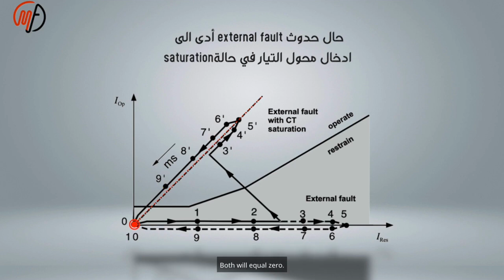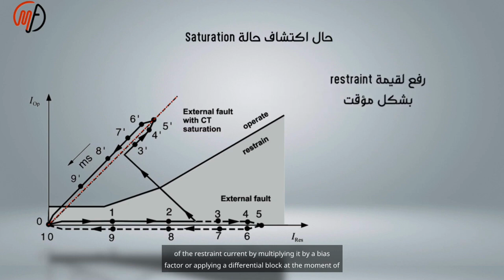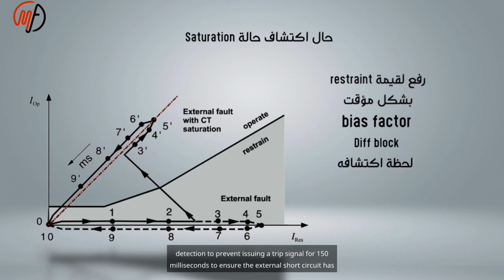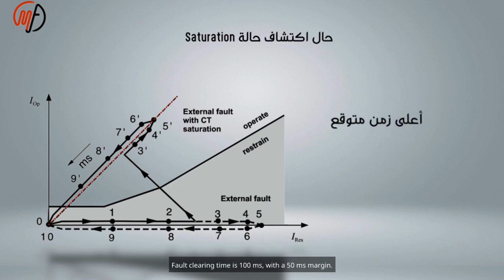Both will equal 0. In the case of detecting a saturation condition, the relay will take action by temporarily raising the value of the restraint current by multiplying it by a bias factor or applying a differential block at the moment of detection to prevent issuing a trip signal for 150 milliseconds to ensure that this external short circuit is gone. Fault clearing time is 100 millis with a 50 millis margin. Faster saturation detection improves relay stability.